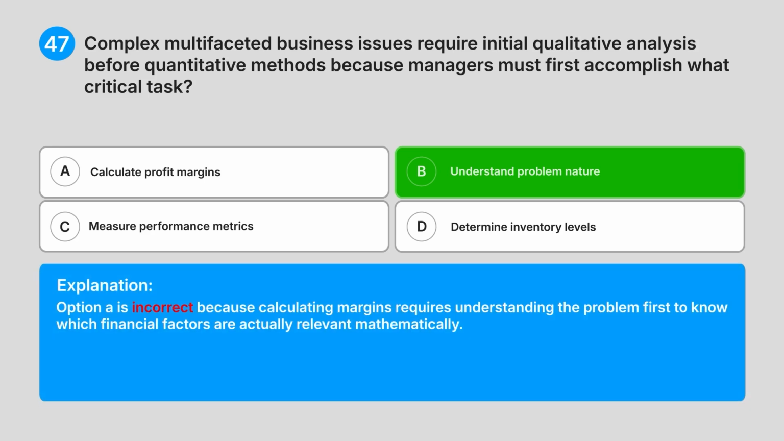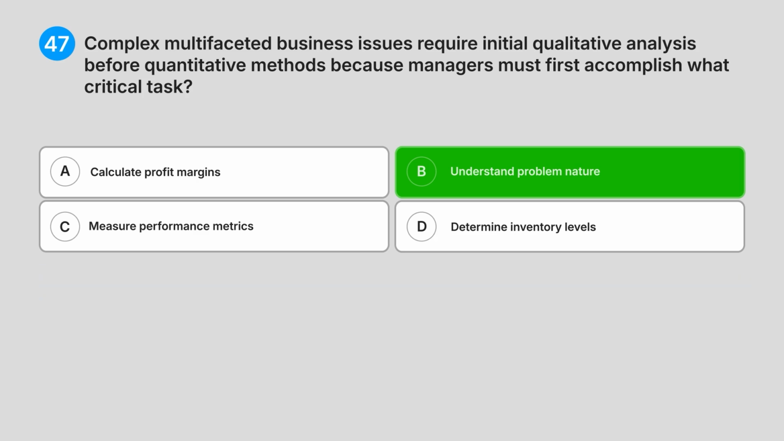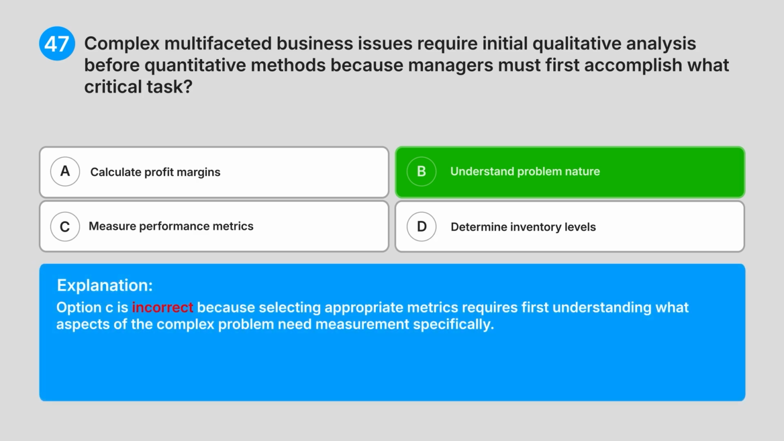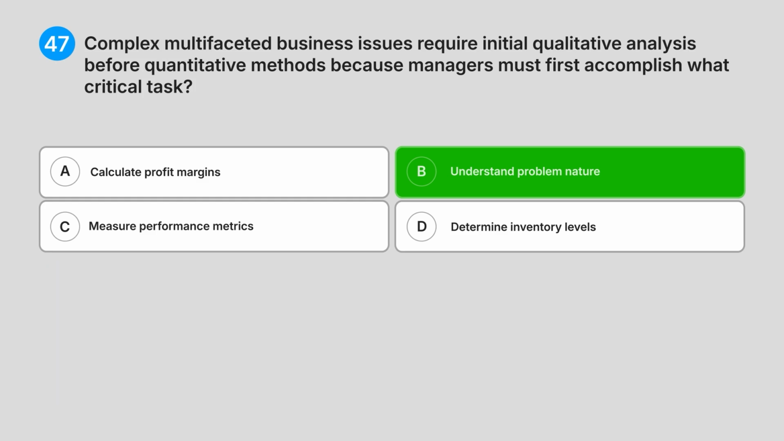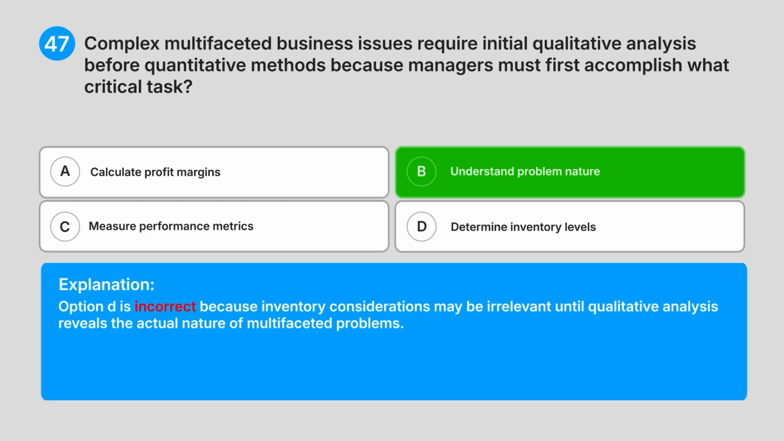Option A is incorrect because calculating margins requires understanding the problem first to know which financial factors are actually relevant mathematically. Option C is incorrect because selecting appropriate metrics requires first understanding what aspects of the complex problem need measurement specifically. Option D is incorrect because inventory considerations may be irrelevant until qualitative analysis reveals the actual nature of multifaceted problems.